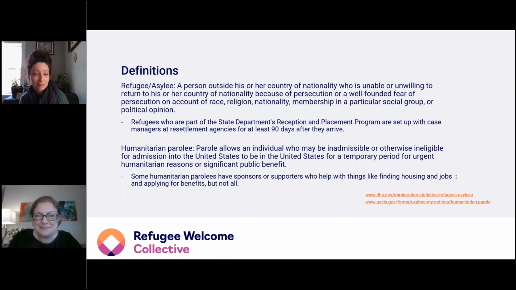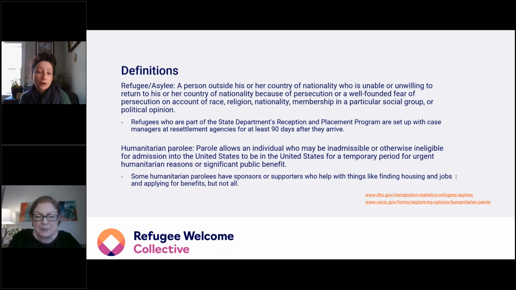So to start off with some very dry definitions that are important to center all of us on who we're talking about in the refugee health world, it is important for us to know immigration status and parole status, because that has pretty big implications for what benefits people are eligible for, including health benefits, and also how long they'll legally be in the United States. A refugee and asylee is a person outside his or her country of nationality who is unable or unwilling to return because of persecution or well-founded fear of persecution on account of race, religion, nationality, membership in a particular social group, or political opinion. That's the definition a lot of us are really familiar with.